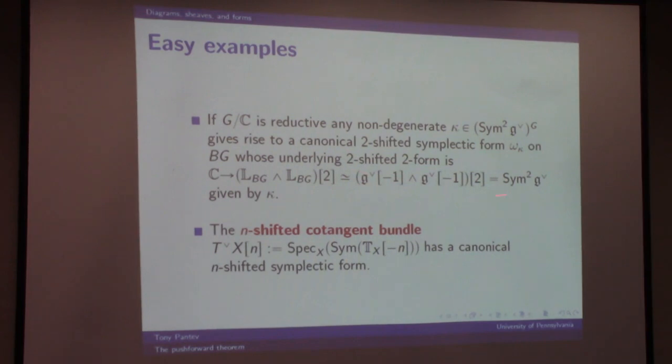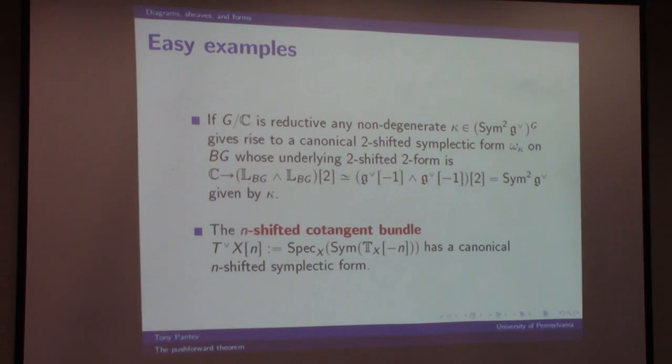So this wedge product is really the symmetric product of the dual of the Lie algebra. When you shift it by two, it's literally the symmetric product. So the Killing form actually gives you a closed two form, and it's very easy to check that non-degeneracy of the Killing form is exactly the non-degeneracy condition of that closed two form. So choosing Killing forms on reductive Lie algebras is the same as choosing two-shifted symplectic forms on the classifying stack of the group.